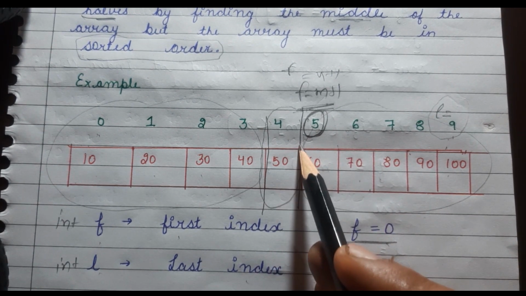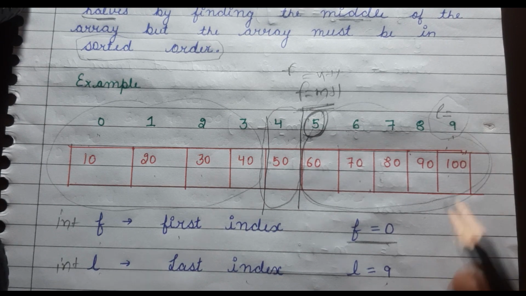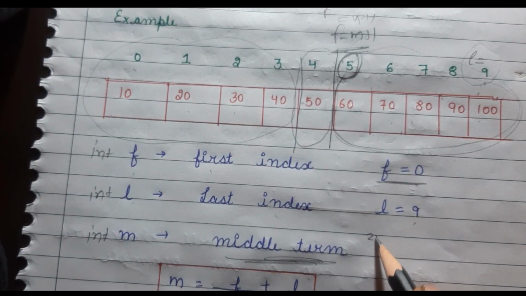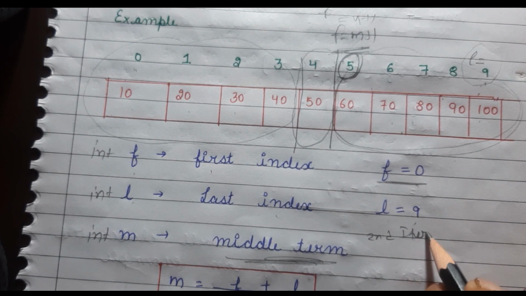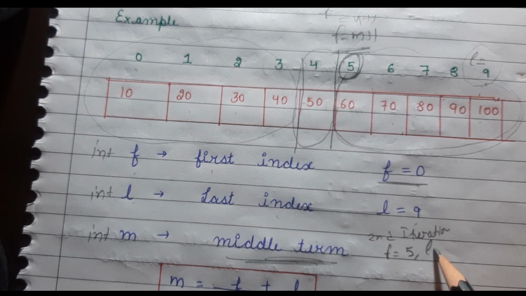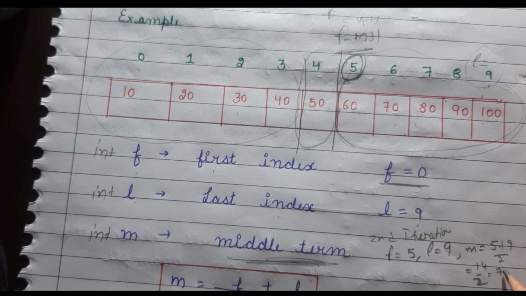Now we search the element only in this second half, from 5 to 9. In the second iteration, f becomes 5 and l becomes 9. Again we calculate the middle element: 5 plus 9 is 14, and 14 divided by 2 is 7.